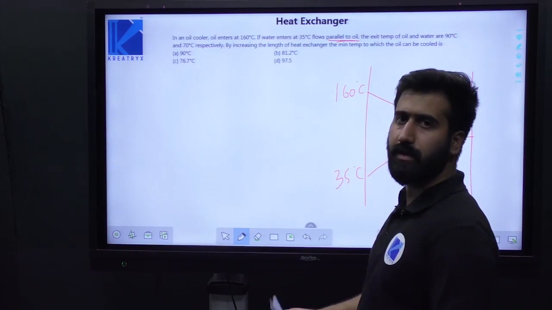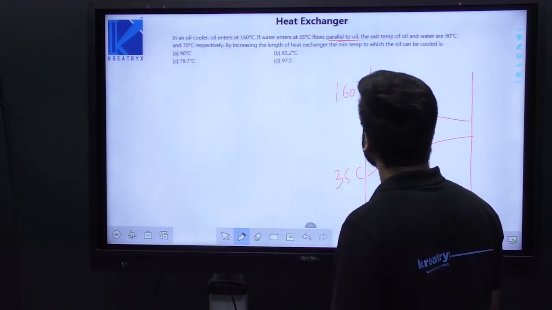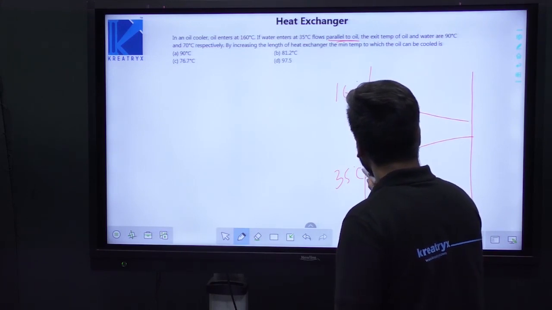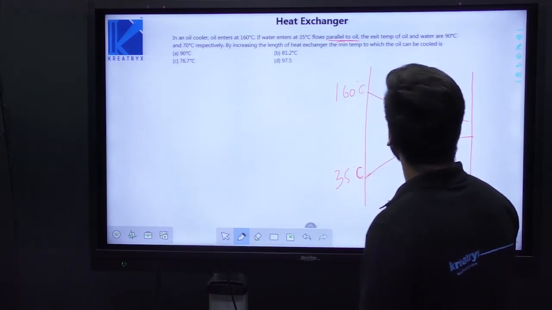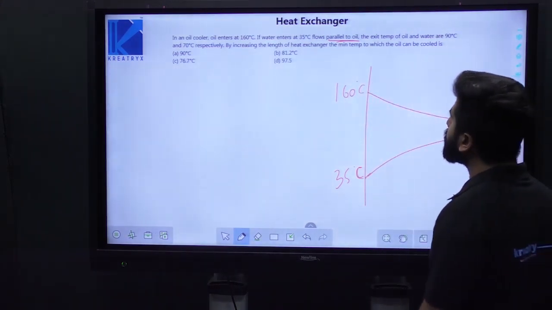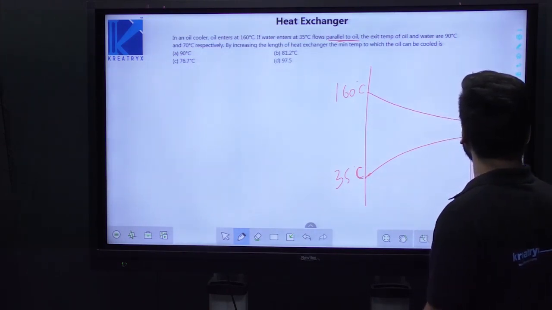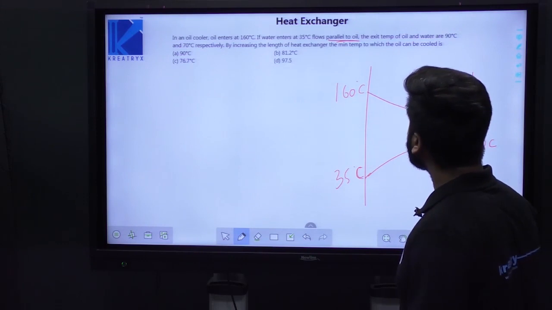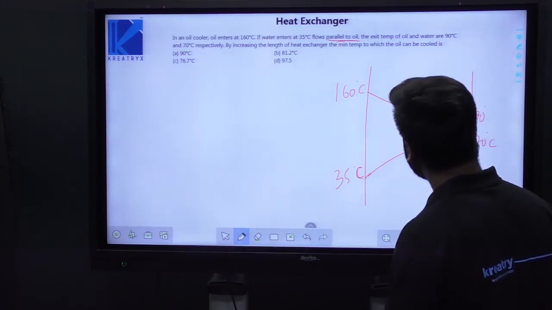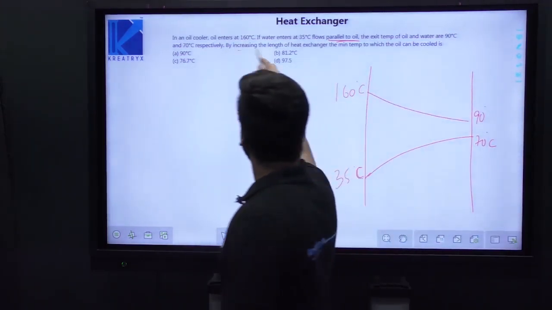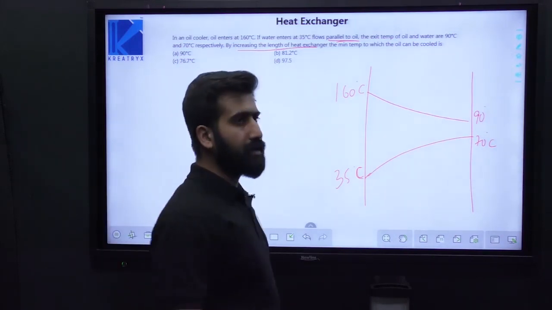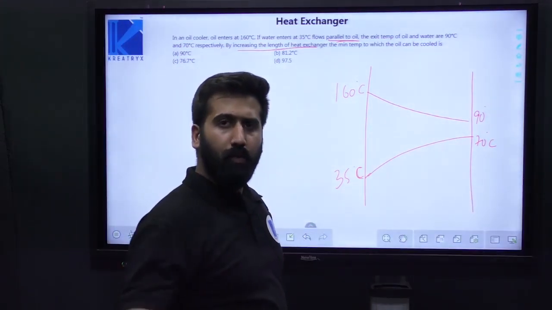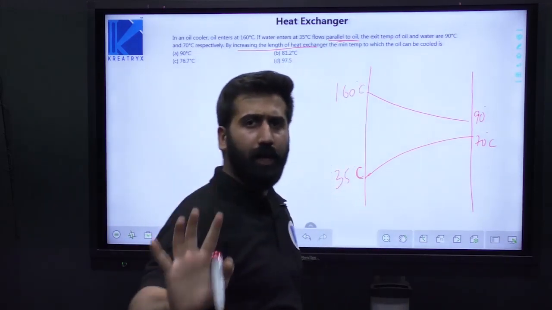By now you can actually solve these types of questions. So the exit temperatures of oil and water are 90 degrees Celsius and 70 degrees Celsius. This is 90 degrees Celsius and this is 70 degrees Celsius. By increasing the length of heat exchanger, the minimum temperature to which the oil can be cooled is. This line means that we can take the length of the heat exchanger to be infinite, and what is the minimum temperature of oil that we can achieve.